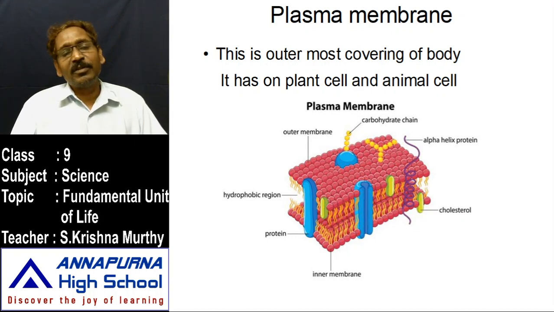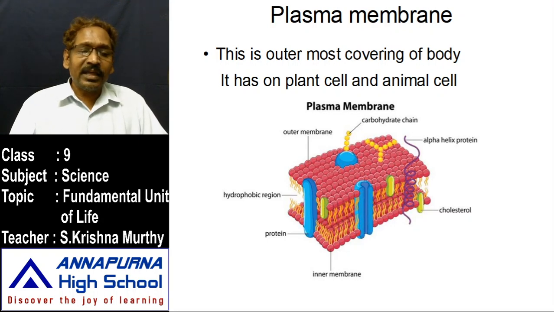What is the function of the plasma membrane? This plasma membrane acts as a permeable membrane, absorbing the required amount of material into the body and sending out whatever they do not need from the inner parts.